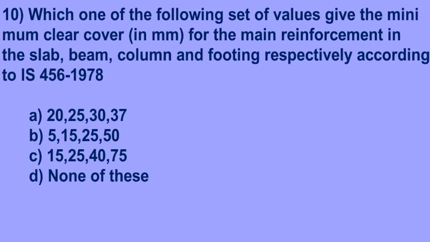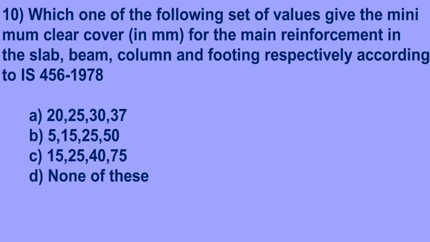Which one of the following sets of values gives the minimum clear cover for the main reinforcement in the slab, beam, column and footing respectively, according to IS 456:1978? Option A: 20, 25, 30, 37. Option B: 5, 15, 25, 50. Option C: 15, 25, 40, 75. And option D: none of these.